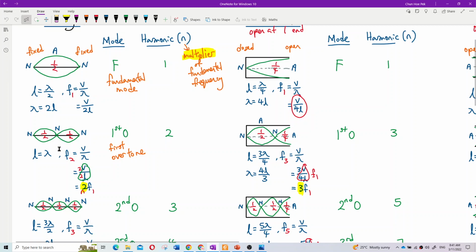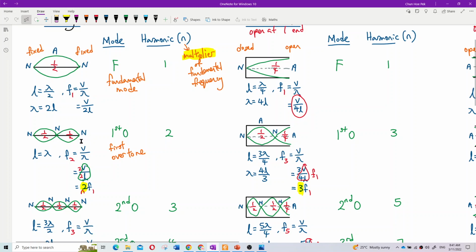Okay, next. Go to the next one. How to go to the next one? What can you see when I go to the next one? What's the difference? Instead of me telling you, you tell me. How to go to the next one? What's the difference in the diagram? How many wavelength do you add? Just now it is only half wavelength, right? So when you go to the next one, you always add another half.